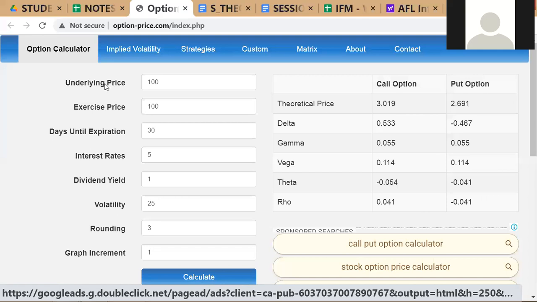Now, the problem with this is that this can be readily observed. This is given by the user. This is also given by the user. This can also be observed. Okay, we know what the interest rate is for 30 days. This can also be more or less known. Okay, dividends can change, but in the short run, at least, we have some stability in dividends.